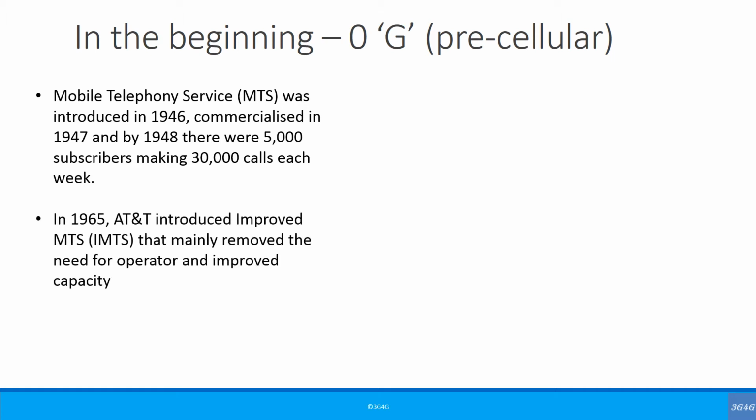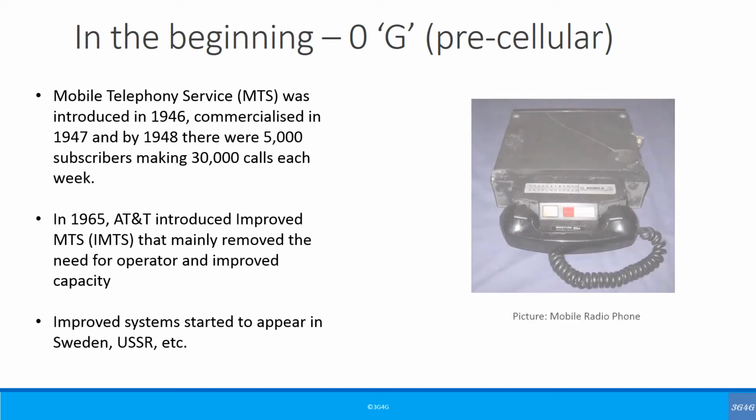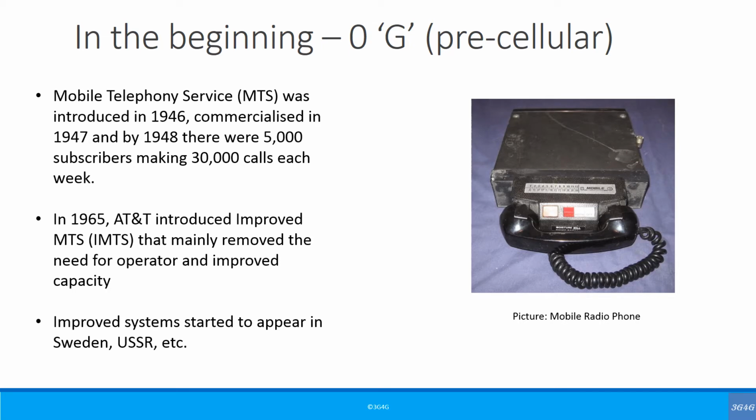In 1965, a more improved version, the Improved MTS, or IMTS, was introduced, and this removed the need for an operator and improved the capacity. Improved systems at the same time started to appear in Sweden, USSR, etc. Now, this is how a 0G or a pre-cellular mobile phone looks like.